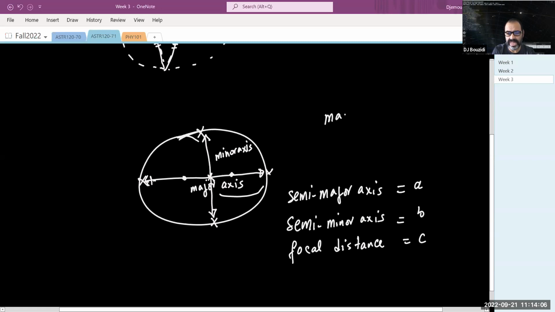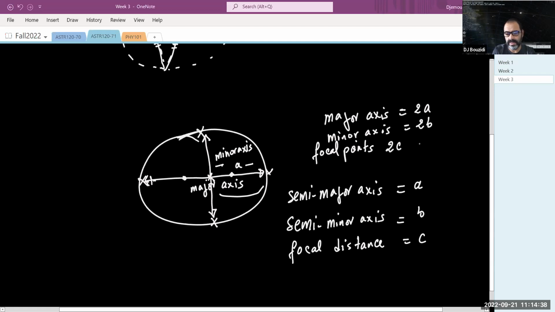In other words, the major axis itself is equal to 2A, because from here to here is A. That's the semi-major axis. Twice A is the actual major axis. And the minor axis, how big it is, is actually 2B. And the focal points are separated by 2C, because each one is at one C on one side and the other one is at C on the other side. So 2C is how far they are. So this is basically how the ellipse is. Okay, so this is how the path of the planets are.